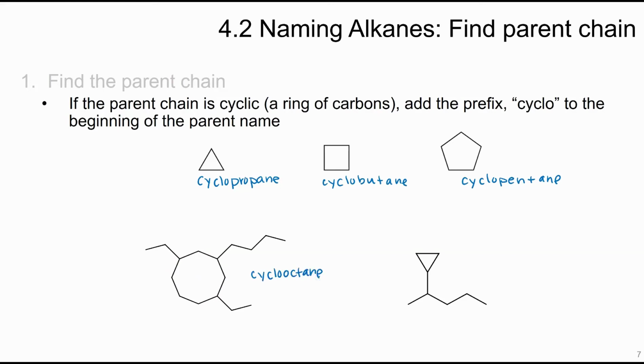The parent name may not include carbons that are both in and outside of the ring. So the parent here is cyclooctane. It would not be nonane. If you have a cyclic structure that's coming off of a chain, this ring has 3 carbons. This chain has 5 carbons, so the parent is going to be pentane here, not cyclopropane. And that's because we're looking for the longest standalone carbon chain. This has 5 carbons versus the 3 carbons.